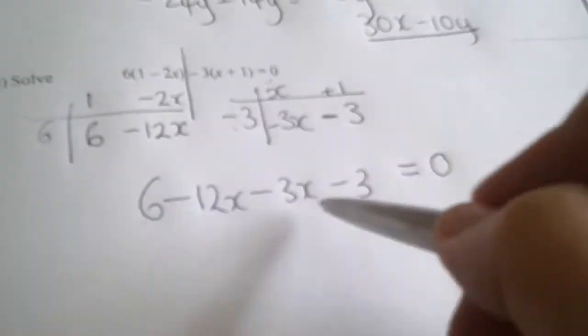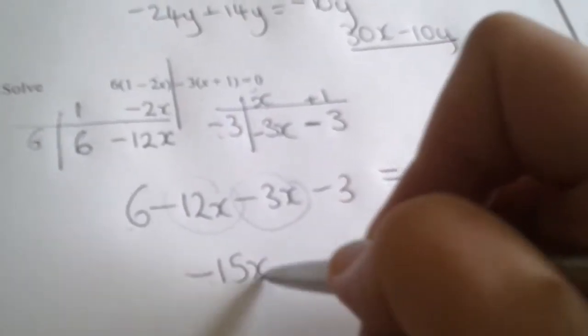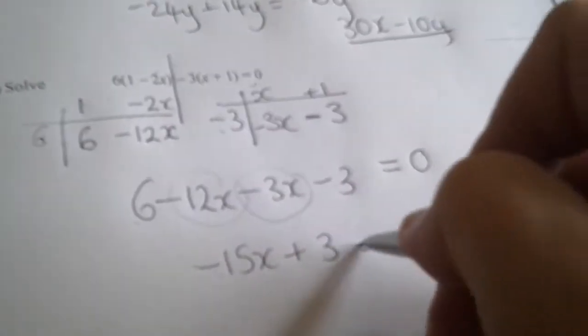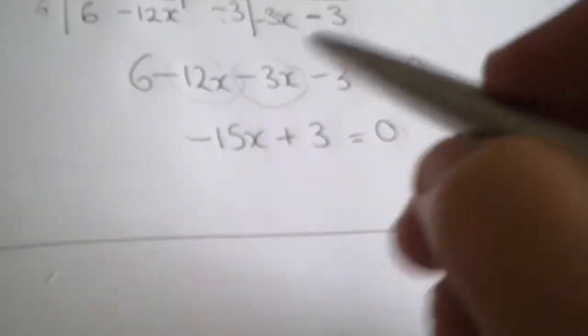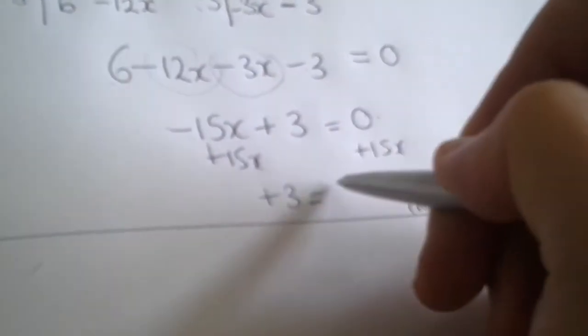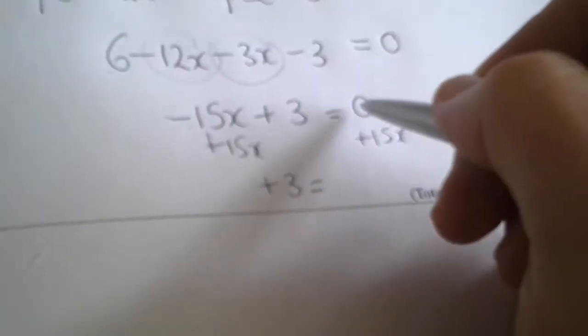I'm going to group the x's. So I've got minus 15x. 6 take away 3 is positive 3. I've then got to solve it. Now because this is negative, I'm going to add 15x. Just makes it a bit easier. So 3, so that'll disappear, is equal to 15x.